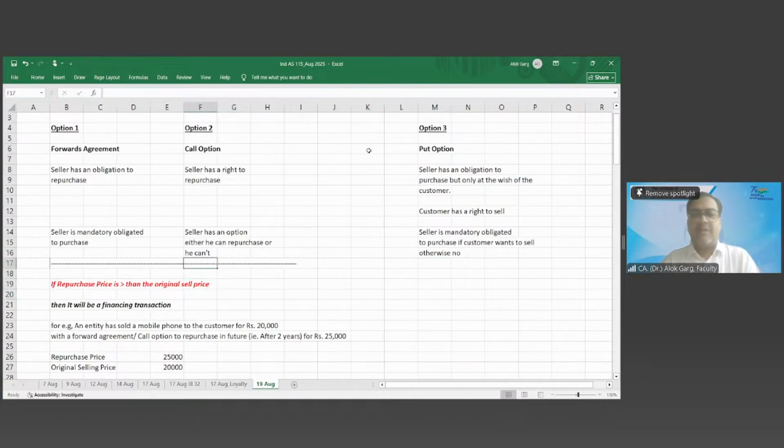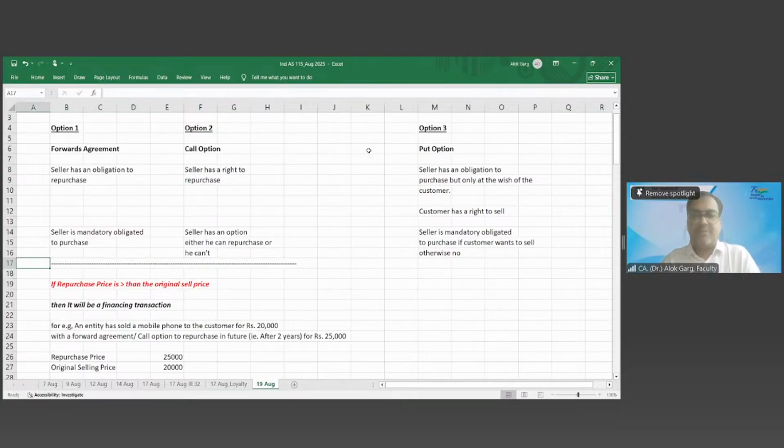This is the accounting in case of forward agreement and call option in the books of the seller. This standard is applicable in the books of the seller because it is the seller who is recognizing the revenue. This standard is not applicable in the books of the customer, but this is a customer centric standard. Right? Now coming to the put option.